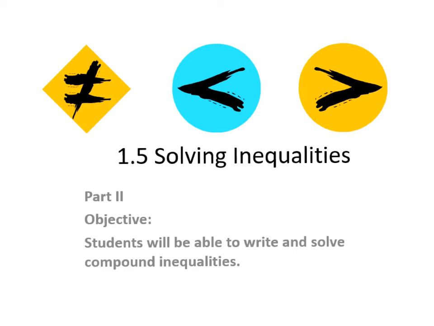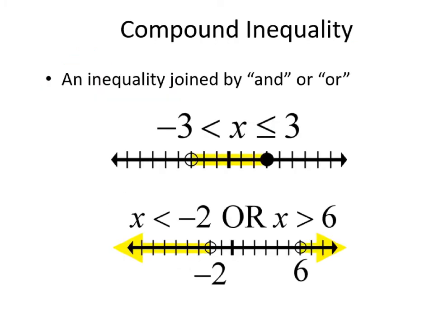In this video, you will learn how to write and solve compound inequalities. A compound inequality is defined as an inequality joined by "and" or "or." Now the top example is an example of an "and" inequality, and the bottom one is an example of an "or" inequality.